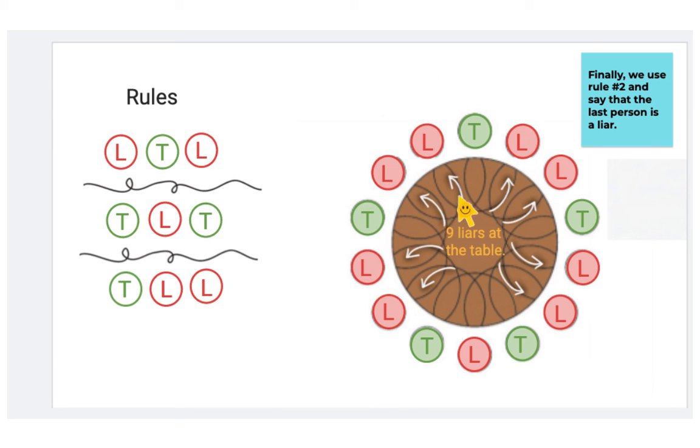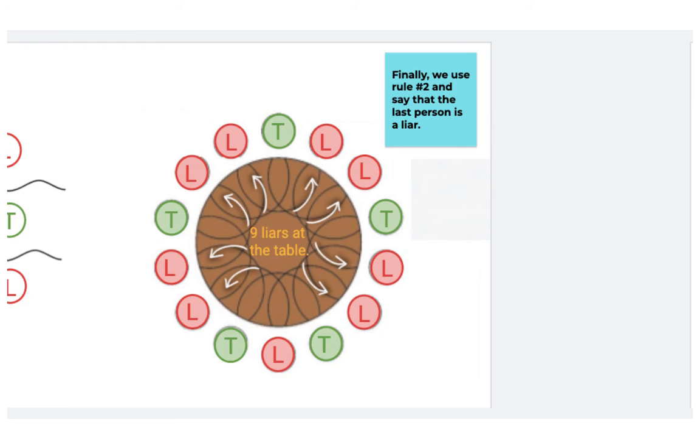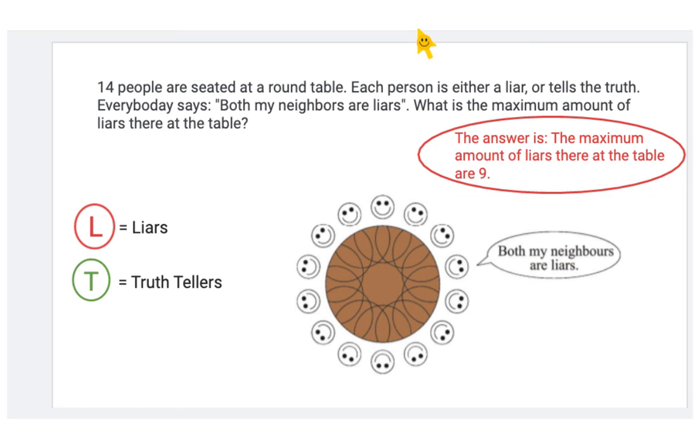So, we can look at it, and there are 9 liars at the table. So, the question asks again, what is the maximum amount of liars there at the table? And the answer is, the maximum amount of liars there at the table are 9.